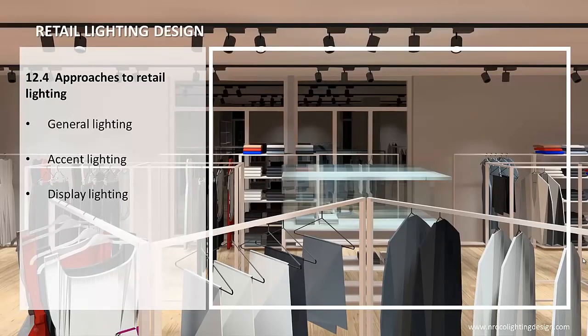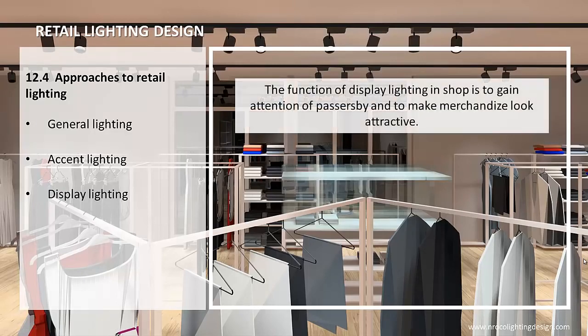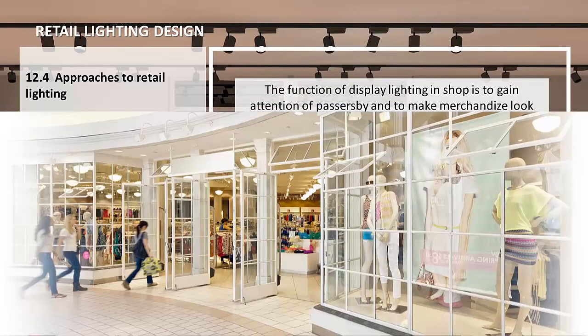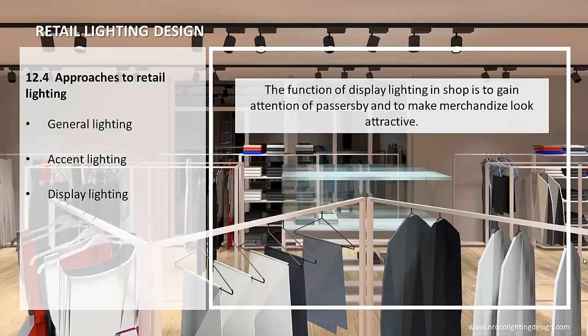Chapter 12.4.3 Display Lighting. The function of display lighting in shop windows is to gain the attention of passers-by and to make the merchandise look attractive. Inside a shop, the main purpose of display lighting is to emphasize the desirable features of a specific merchandise. Inside a store, display lighting can be applied to merchandise open to examination or to merchandise in showcases. Display lighting is designed to gain attention by using an appropriate combination of brightness, color, and modeling.